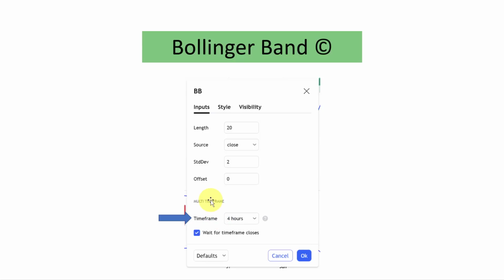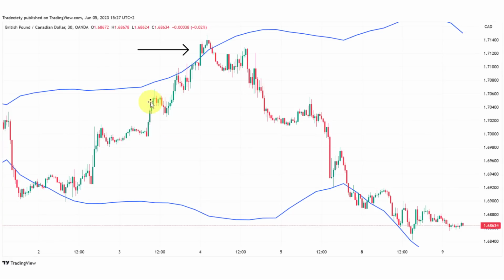And then what I do is that I open the Bollinger Band settings in TradingView, and under multi-time frame, I set the time frame to 4 hours if I trade the 1 hour or maybe the 30-minute time frame. This helps me to have the higher time frame Bollinger Bands, like in this case, we're on the 30-minute, but this is the Bollinger Bands from the 4 hour. And what I do is that I look for exhaustion.